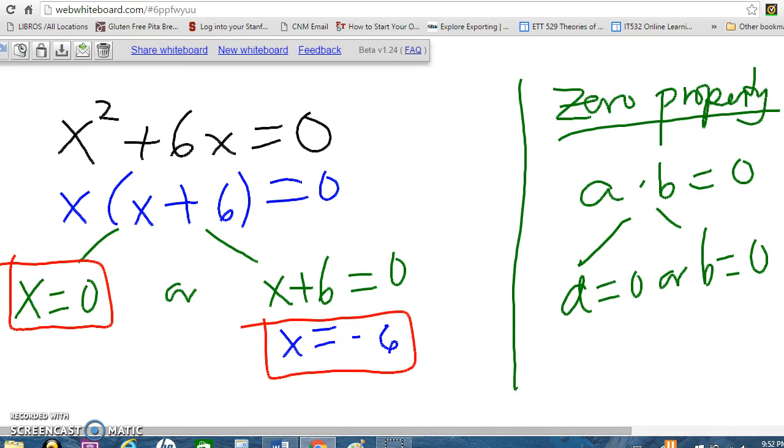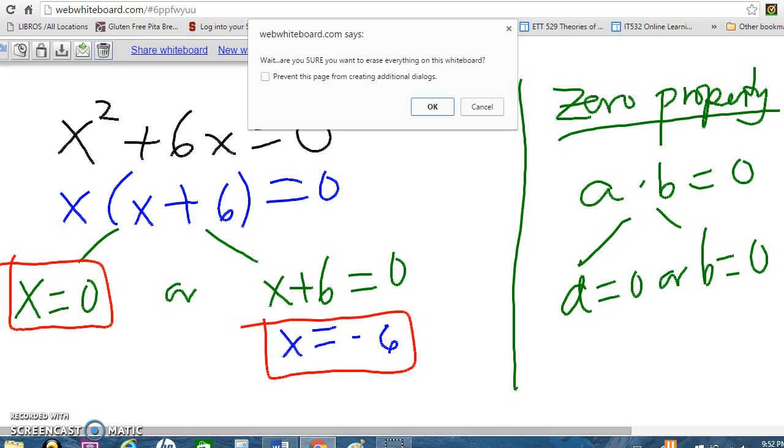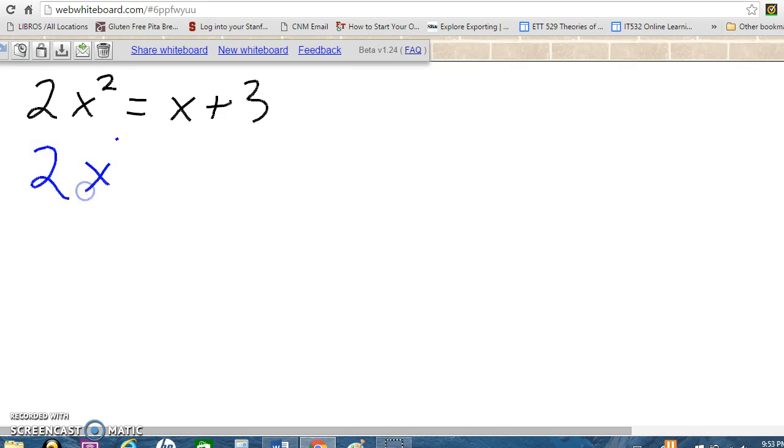Another example for factoring would be, let's say that we have 2x squared is equal to x plus 3. If we work this out, you notice that we cannot use the zero property because one of the sides is not equal to 0, so we need to make it equal to 0. So let's just pass everything to the left hand side. When we do, this becomes 2x squared minus x minus 3 equals 0. And then we're going to factor this out. I'm just going to do it on the side right here.